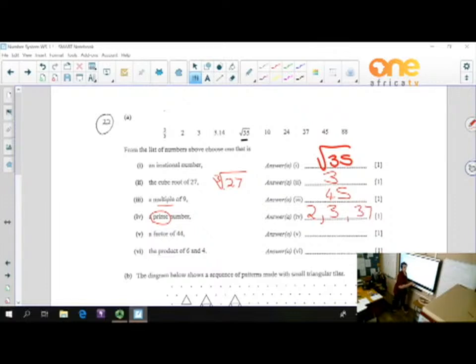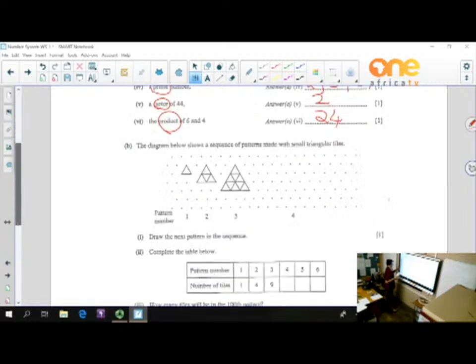So you could have chosen any of those. Then a factor is a small thing that divides. What can divide into 44? And it would be 2. From that list, I think it's the only one. And then the product of 6 and 4, which is 24. That is very easy. Right.